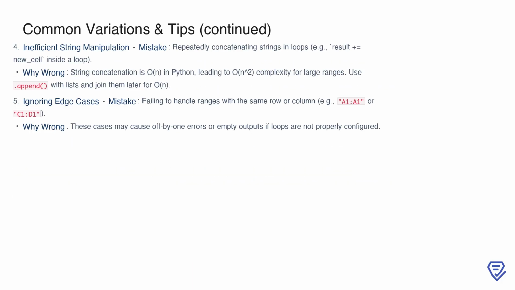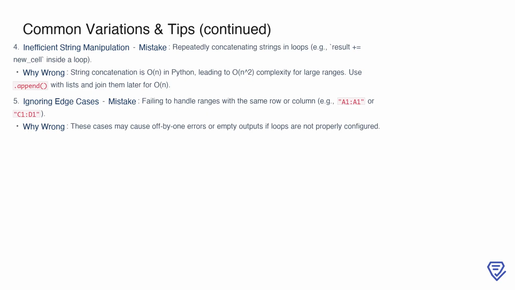Now, let's discuss a couple more pitfalls to watch out for. Inefficient string manipulation is a big one. For instance, concatenating strings in a loop, such as using result += new_cell, can slow down your code significantly. This is because string concatenation in Python has O(n) complexity, and doing it repeatedly in a loop leads to O(n²) performance for large ranges. A better approach is to append to a list and join the strings at the end, which operates in O(n).